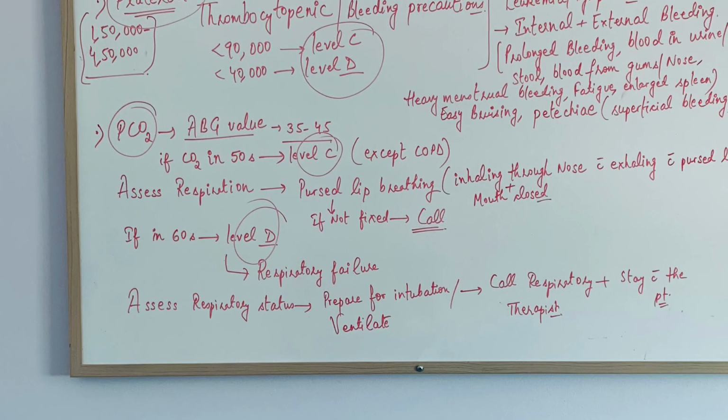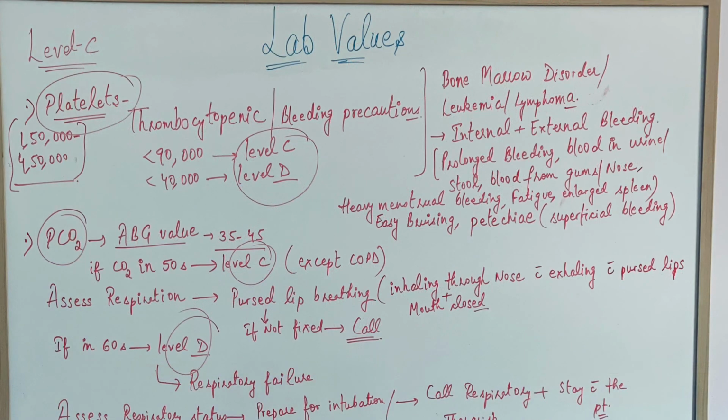So today we are moving on with our category C lab values. The remaining lab values in category C are platelets, partial pressure of carbon dioxide and partial pressure of oxygen. And in today's video we are going to discuss platelets and partial pressure of carbon dioxide. So let's discuss platelets first.